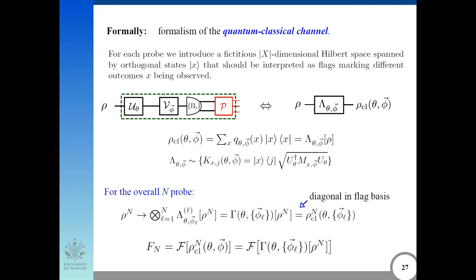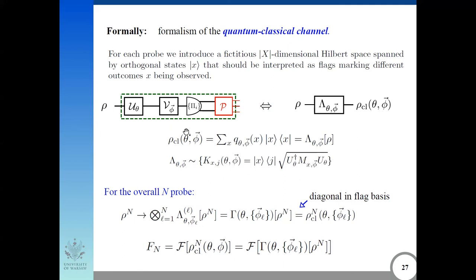Yeah. So formally, what we used in proving this standard scaling with local control operations is this quantum classical channel. That means we attach for each of the classical outcomes x a fictitious x-dimensional Hilbert space, where x is the cardinality of the observed outcome. In the end, what you get is a diagonal state in this flag basis. And therefore you can understand the change from this input state to this classical diagonal state through a quantum classical channel, which is this cross operator.